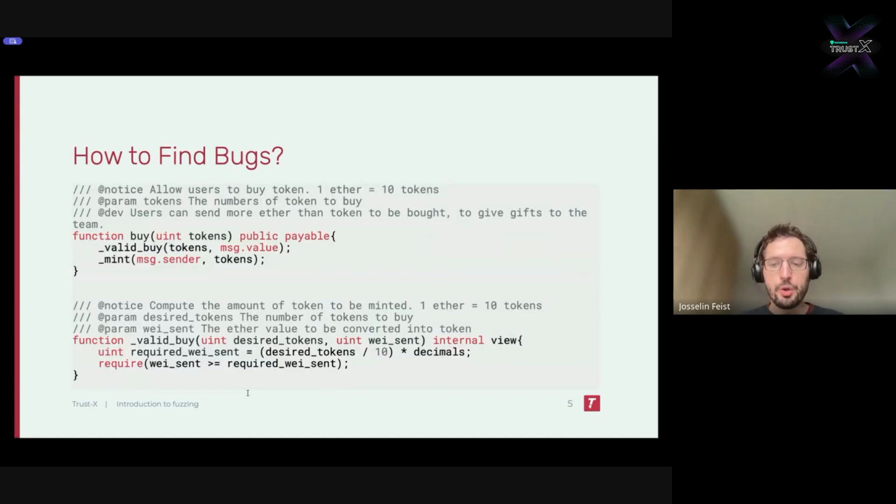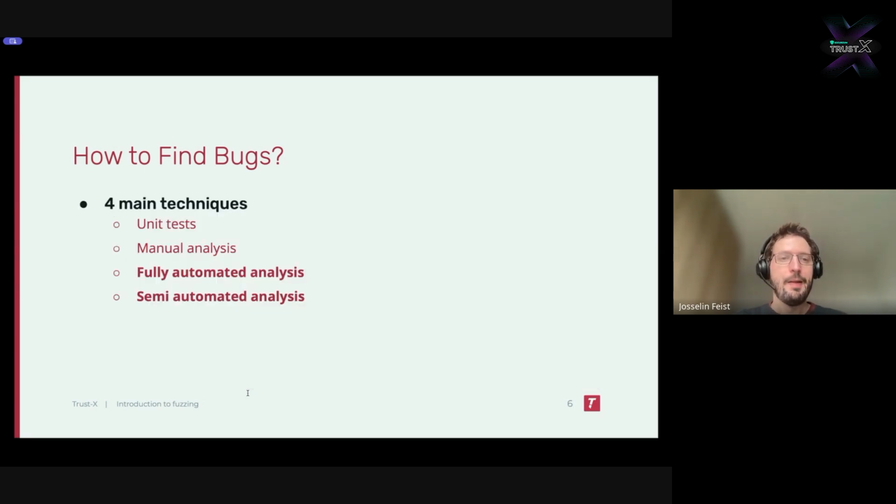So if we look at a piece of code like this one, and you want to know if there is some vulnerability, if you want to know if there is some bug there, how can you do that? Spoiler, there is a bug here, but I will let people watching this video find it. There are basically, on a high level, 4 techniques that you can use to find bugs.